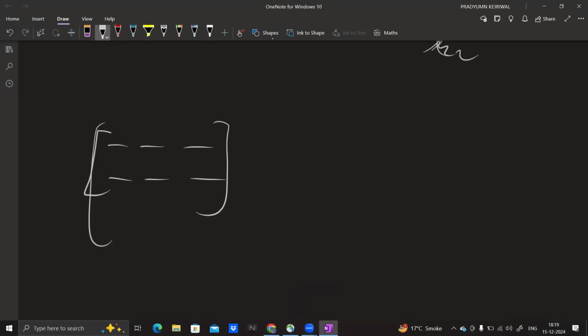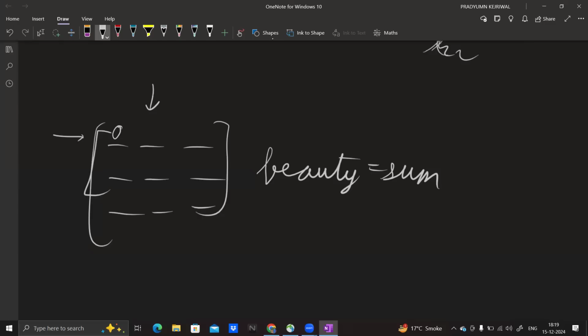Basically, we have been given a matrix, right? Let's say this is the matrix. The beauty is defined to be the sum. And in one operation we can choose any row, suppose I choose this row, and any column, suppose this, and I'll make all the elements inside that row and column to be 0. Whatever they were previously, I'll just make them 0.